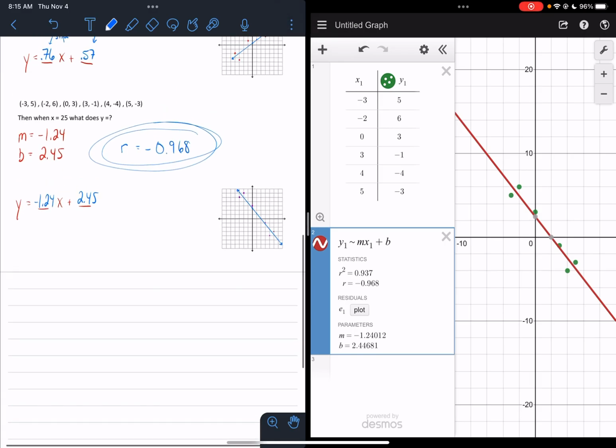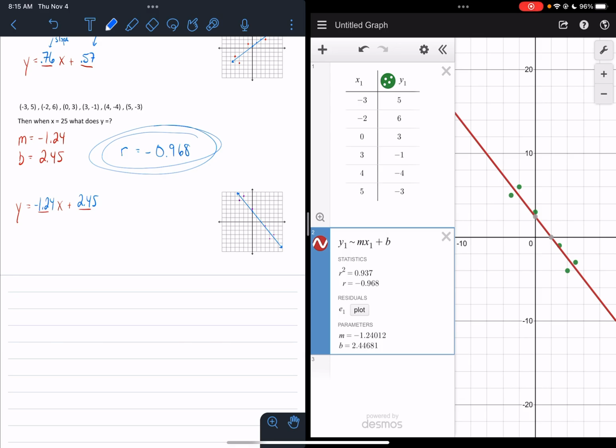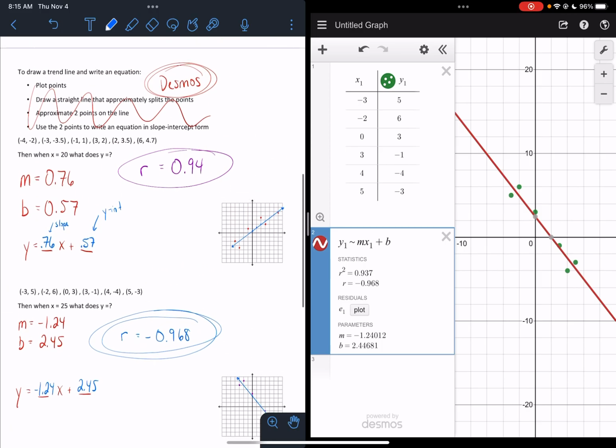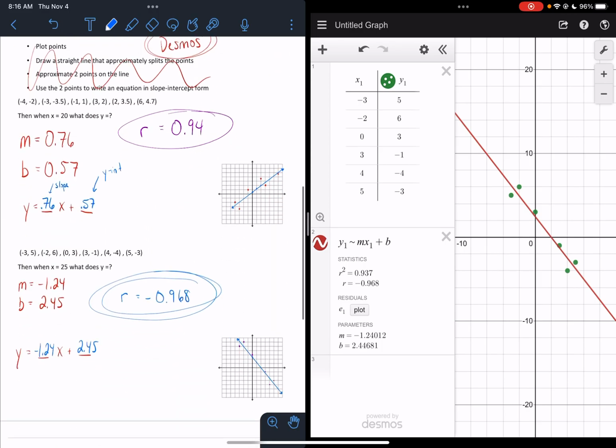And again, once I have this formula typed in Desmos, the y1 squiggle m x1 plus b, then I can just type in my tables and kind of go from there. But that's line of best fit and how to calculate it on Desmos.